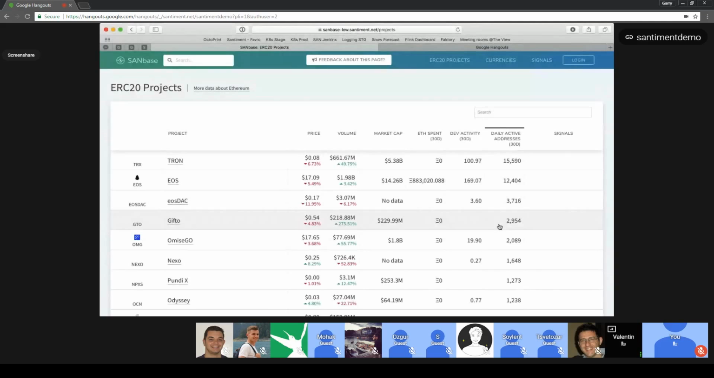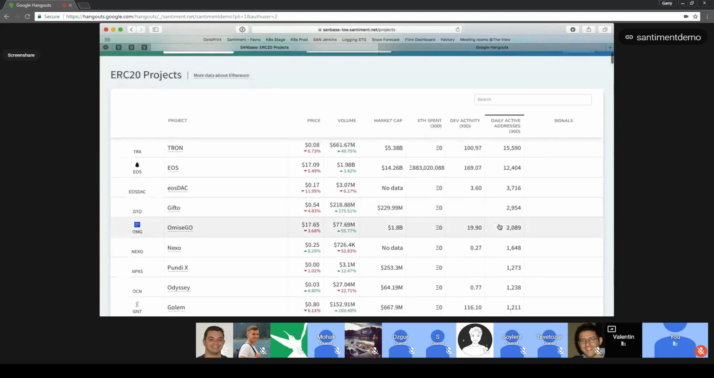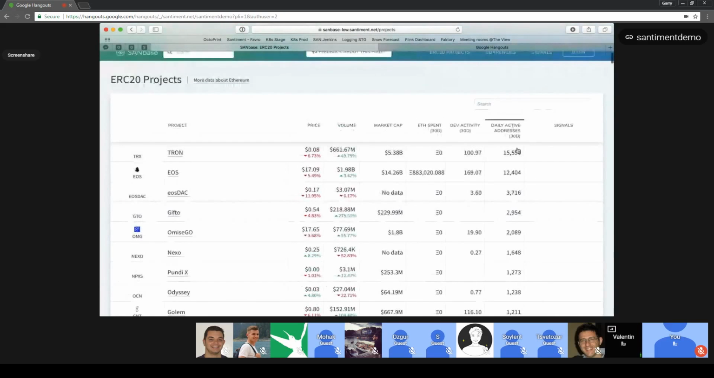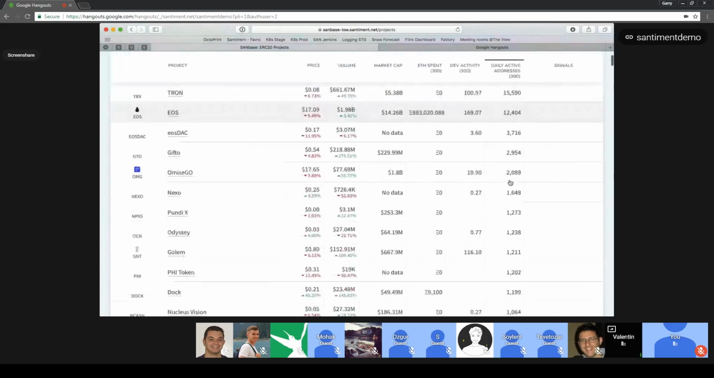And the other potential use of this is that if you want to analyze the token economy of a given token, figure out whether it's more widely used. This could be a kind of proxy for the amount of users that are using this token.